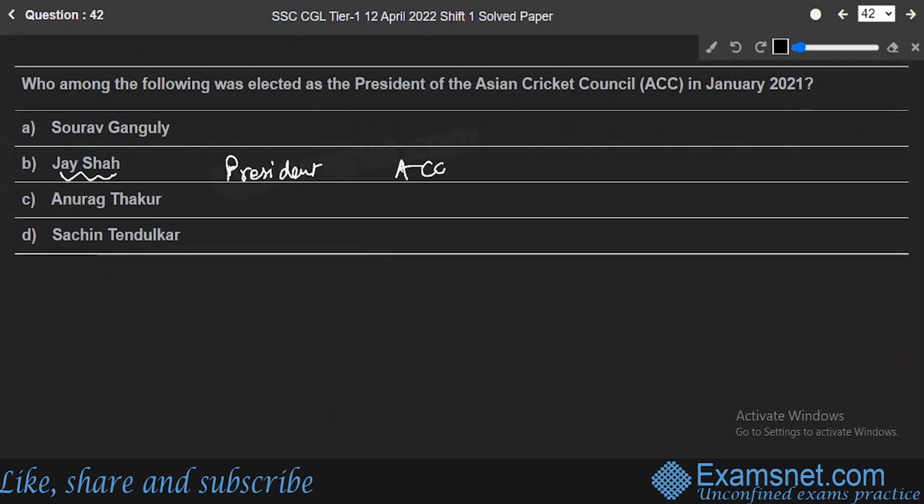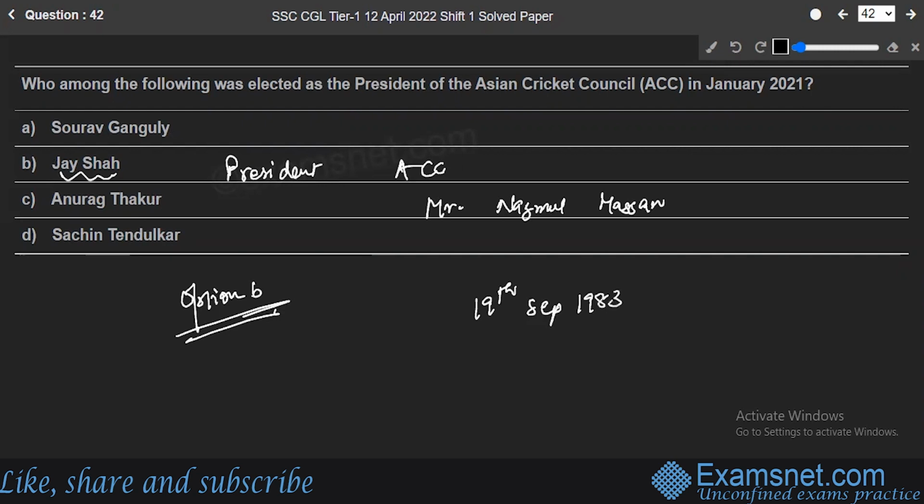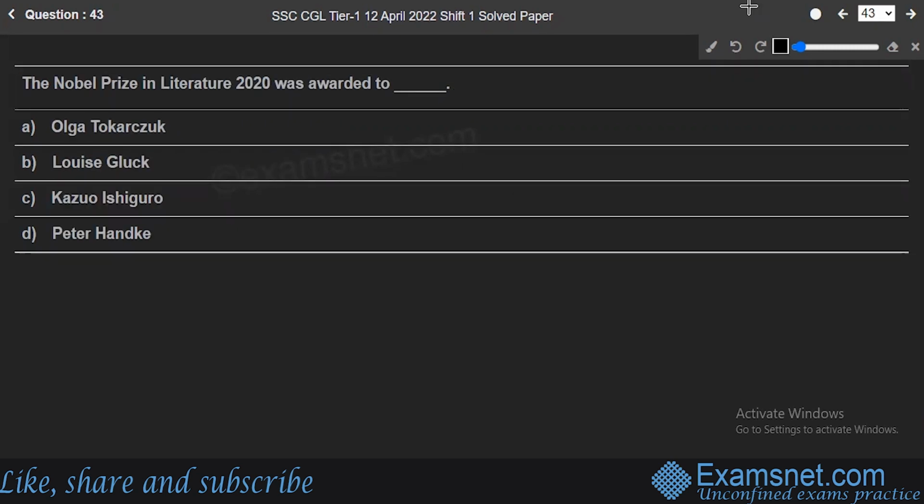He will take over the reins from Mr. Nazmul Hassan, president of Bangladesh Cricket Board. So option B, Jai Singh, is the answer to the question. The ACC was formed in New Delhi on 19 September 1983 as Asian Cricket Conference. So I hope you are clear with this.